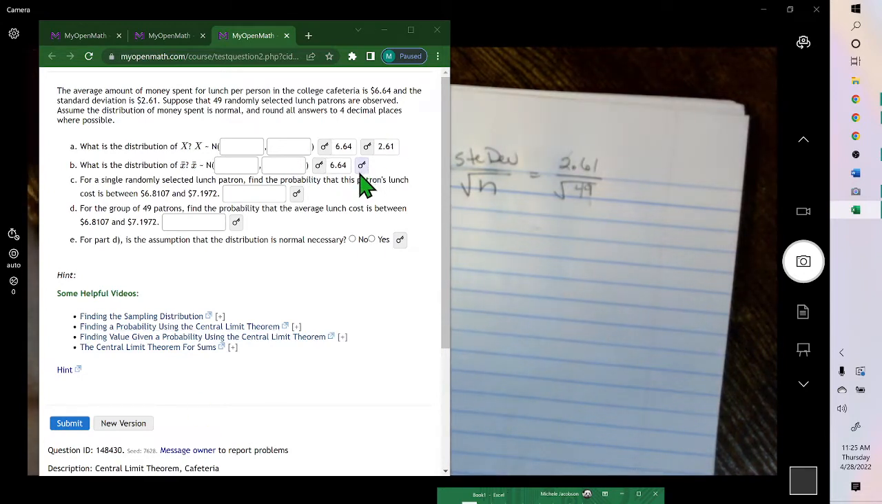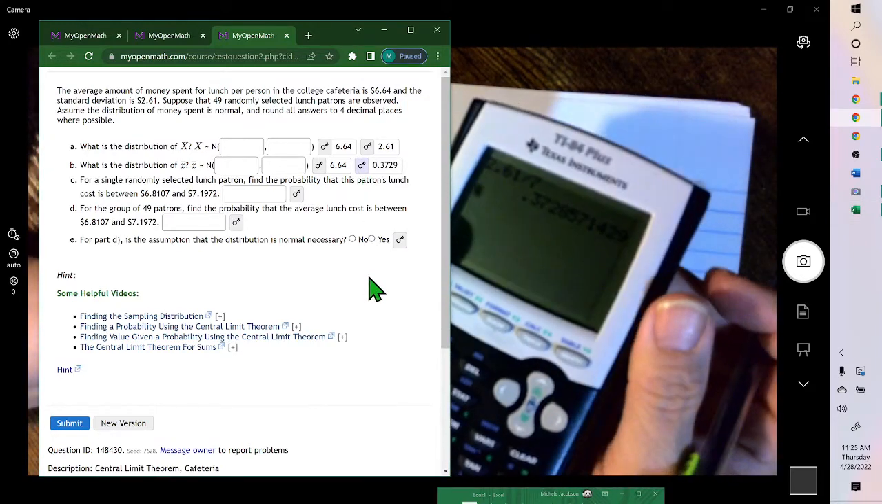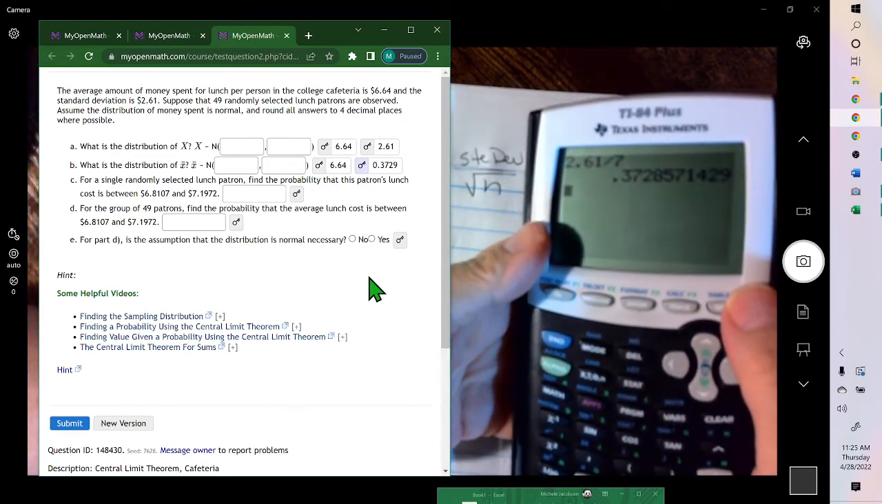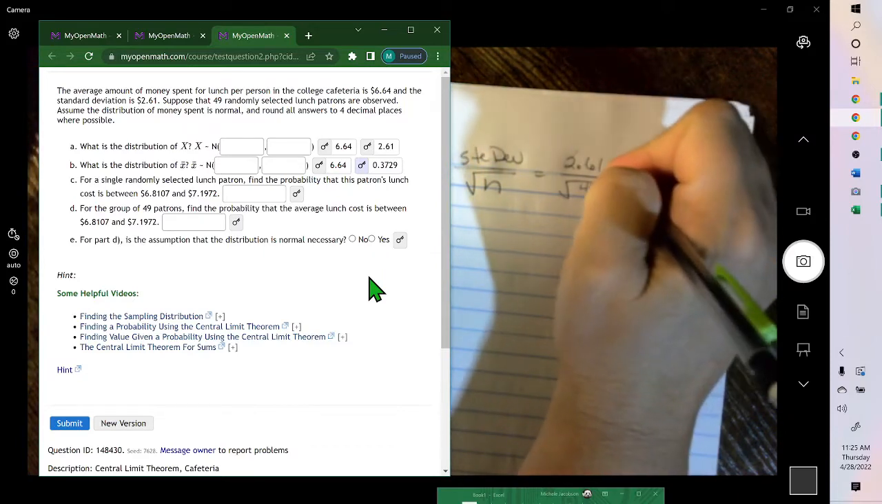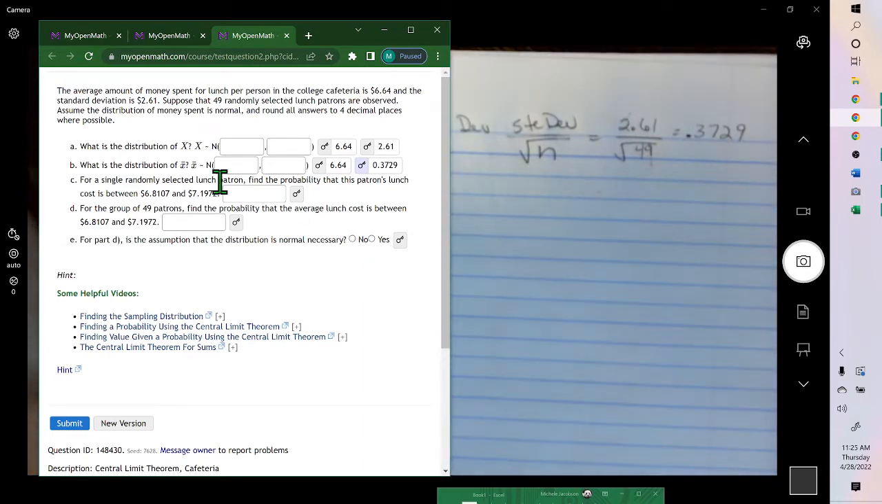I think it said 4 decimal places. Yeah. So you should get 0.3729. So this is when you're taking a sample. Now when you're finding your distributions, if you're using any random person, then you use part A. If you're using a sample of 49, then you use part B.